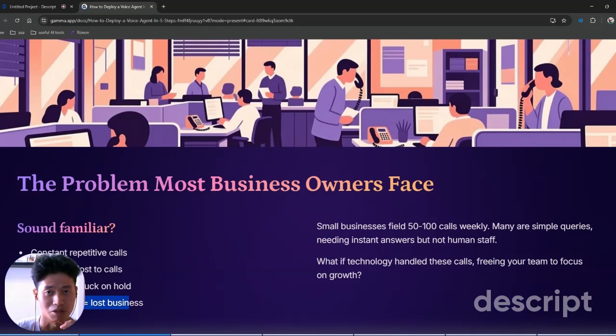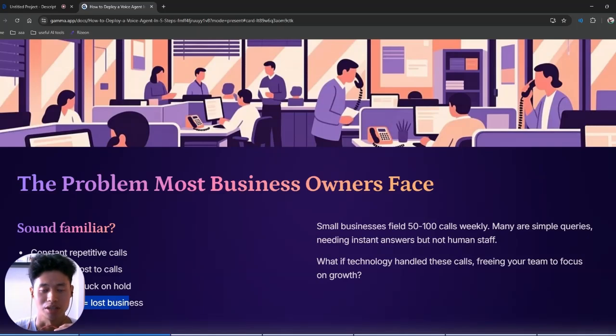So let's say one missed call and each customer is worth at least like $200. That's just $200 lost down the drain, and that's not even considering the lifetime value of the customer. Small businesses, which I would consider businesses that have around 10 to 100 employees, usually get around 50 to 100 calls weekly. This is across all different niches. It's not pertaining to one particular niche, it's across a wide range of different businesses.